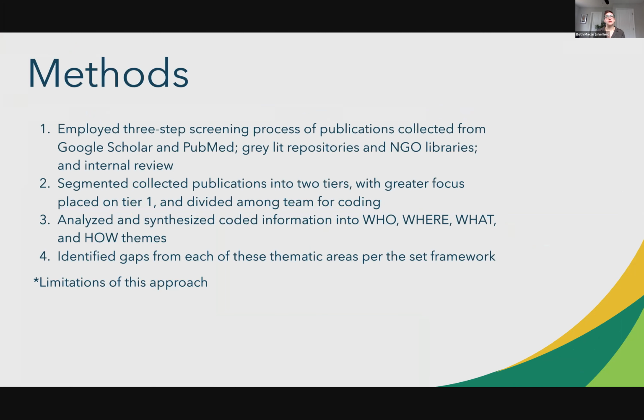We then segmented these publications into two tiers. The first tier focused on publications from 2010 to 2020. It had to be focused on refugees, and it had to be focused on women and girls. Our second tier went back 20 years from 2000 to 2020, and it included internally displaced populations and also gender-based violence against other groups, such as men and boys.